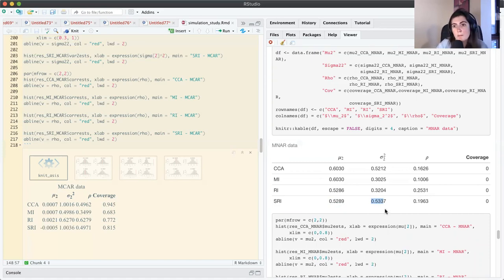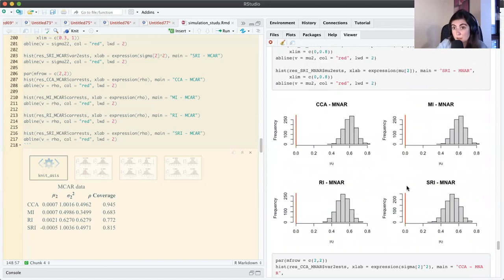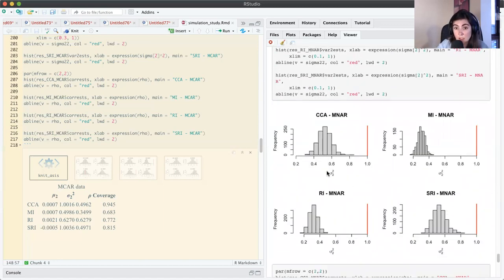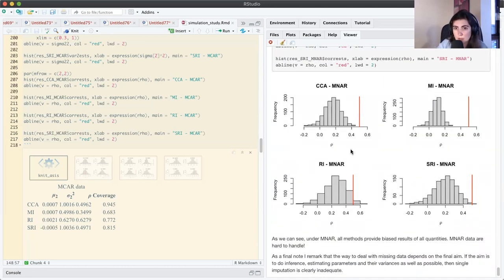That's why most methods focus on missing at random. Nowadays, there is still quite a lot of literature on missing not at random, but it goes with a lot of assumptions. Well, missing at random also goes with a lot of assumptions. But just to make the point that missing at random things are still under control with stochastic regression imputation, while for missing not at random, basically none of the methods manage to deal with it. And here I have the histograms of all the estimates for the different quantities, and we see that most of the values don't come close to even the true value.